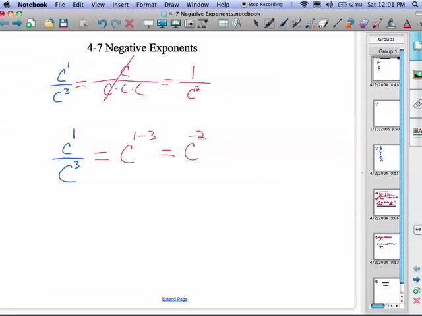Both of these answers are correct, and they're both valid. One of them is called positive exponent form, and the other one is negative exponent form. Today you're actually going to be working between the two forms. So I'm going to have you practice going from 1 over c squared, changing that into c to the negative 2 power. That's mostly what you're going to do today.